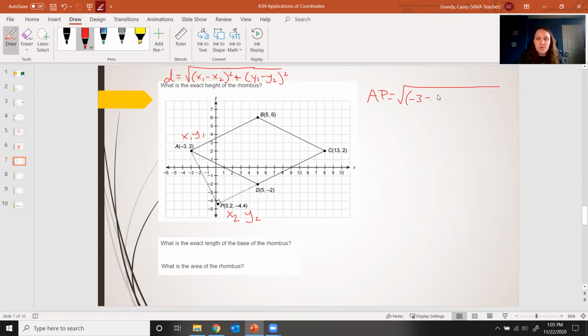-3 minus 0.2 squared plus 2 minus -4.4 squared. When I do minus and negative, I'll make that a plus because I know that's adding. If you don't like that, you're welcome to leave it minus and negative. You'll get the same answer. Let's see. -3 minus 0.2 squared is 10.24. 2 minus -4.4 squared is 40.96.